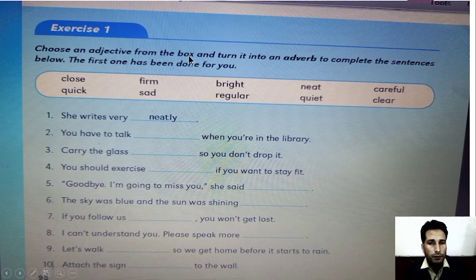Choose an adjective from the box and turn it into an adverb to complete the sentences below. The first one has been done for you. Remember, these are all adjectives. So when we convert an adjective into an adverb, we normally add ly, so it becomes an adverb. For example, she writes very neatly. Here we have the word neat, so we add ly and it becomes an adverb. Very nice. Complete the rest of the blanks with these adjectives by adding ly.